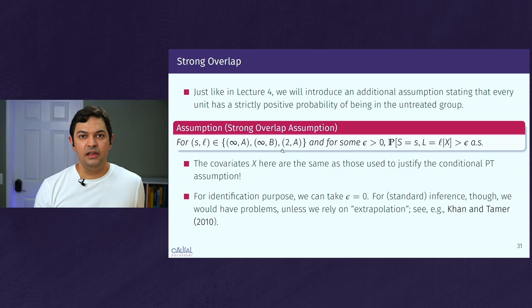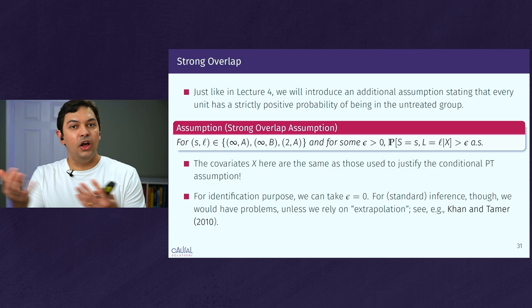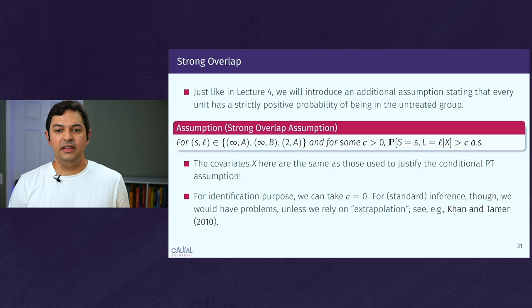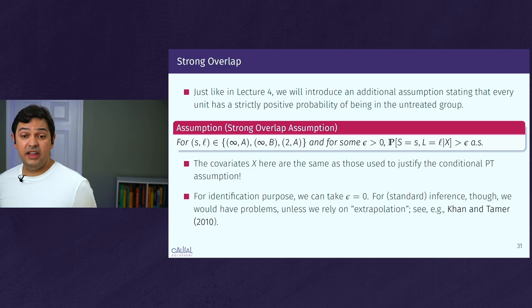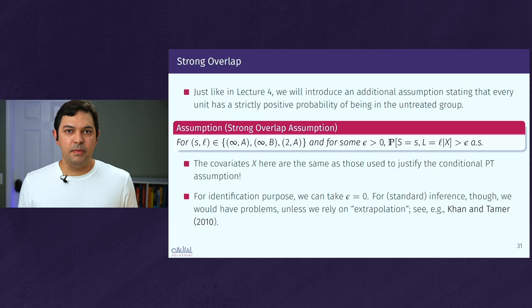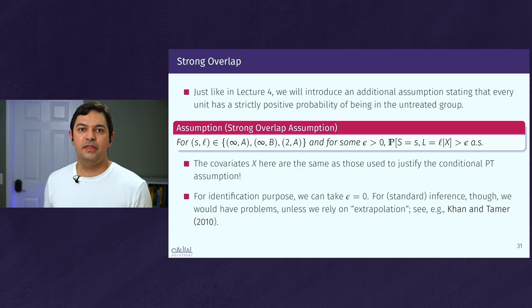So this is telling me units who are actually treated could have been in other subgroups. That's what this assumption is making, it's very similar to the other one we had before. And this assumption is going to allow us to avoid relying on extrapolation arguments. But again, we are making this strong overlap assumption to incorporate covariates in a fully non-parametric and flexible manner.